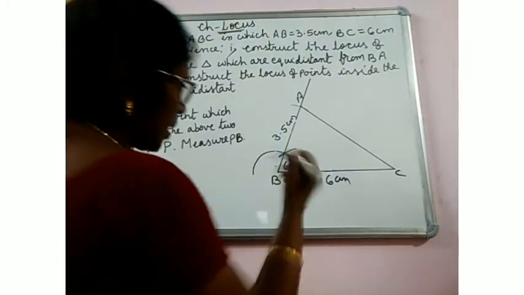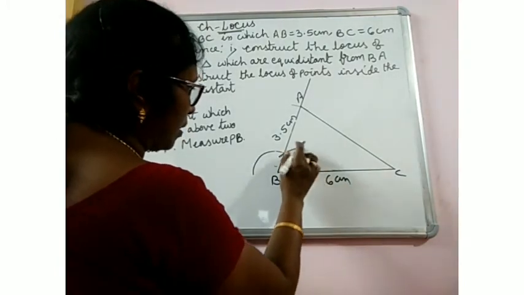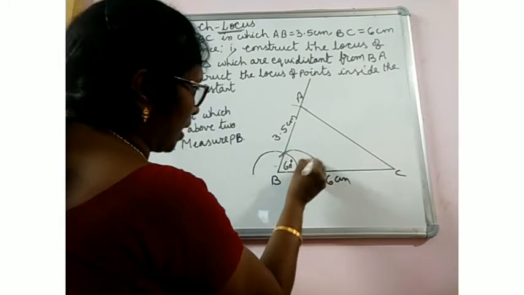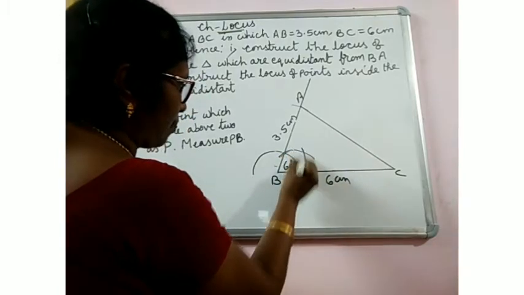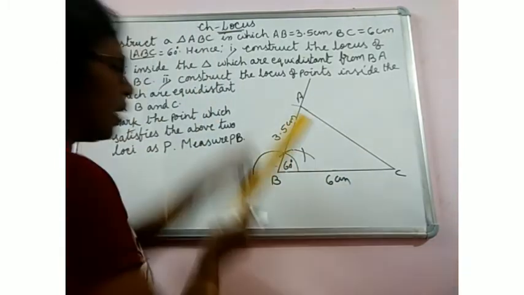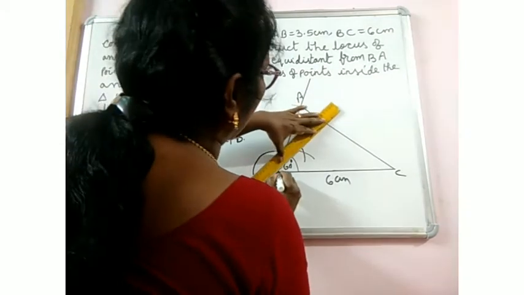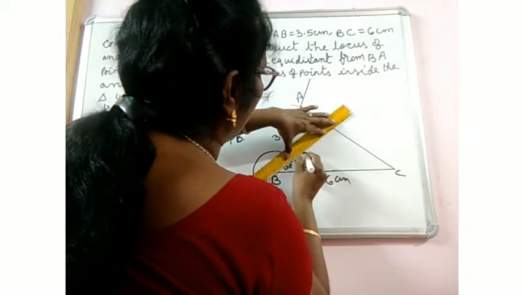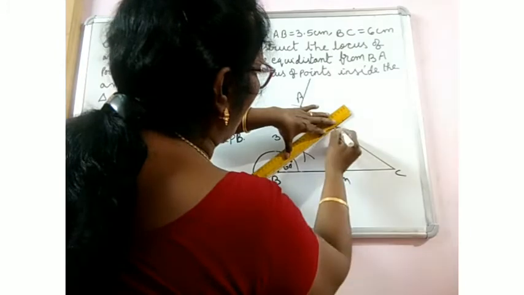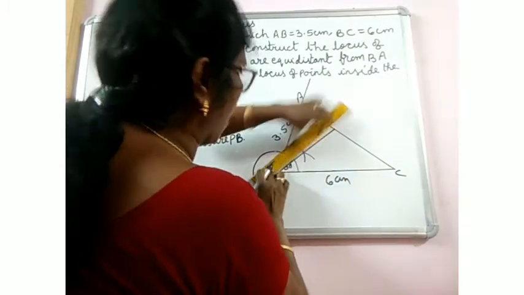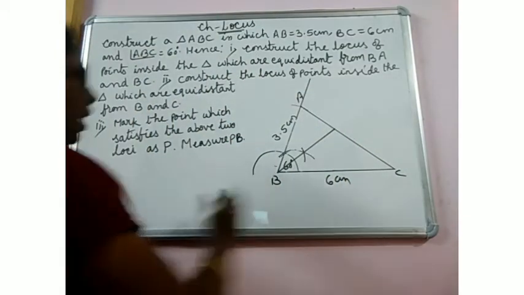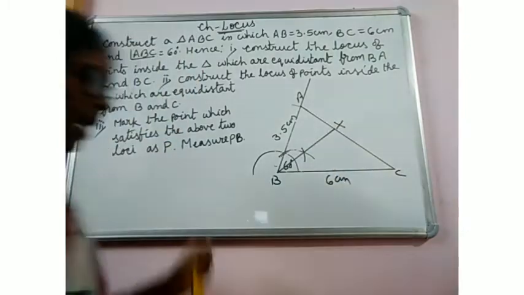In order to bisect, from 0 degree one arc, from 60 degree another arc. Let us join this point and this point, that is the 30 degree bisector. And up to this only is required because it is inside triangle ABC. Let me name it as X.